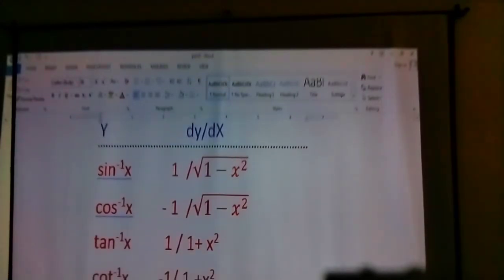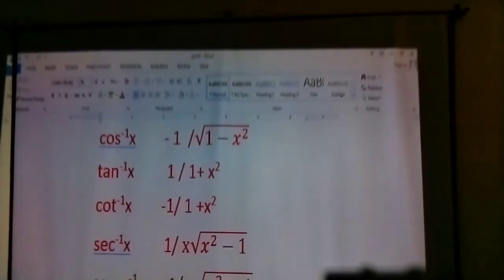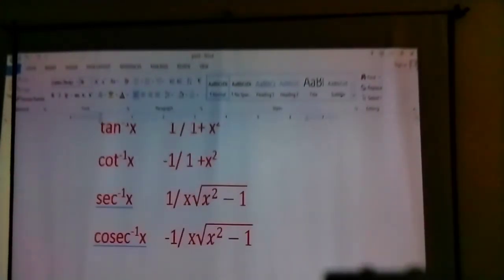The differential of sin inverse x is 1 by root of 1 minus x square, and the differential of cos inverse x is minus 1 by root of 1 minus x square, and the differential of tan inverse x is 1 by 1 plus x square, and the differential of cot inverse x is minus 1 by 1 plus x square, and then the differential of secant inverse x is 1 by x into root of x square minus 1, and the differential of cosecant inverse x is minus 1 by x into root of x square minus 1.